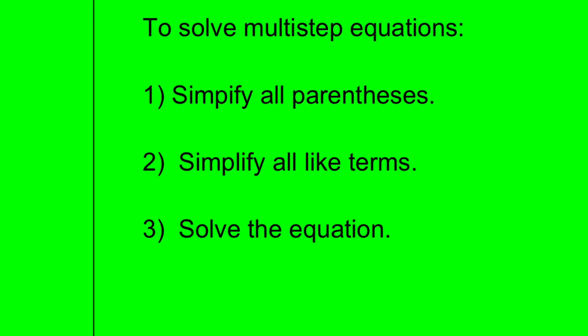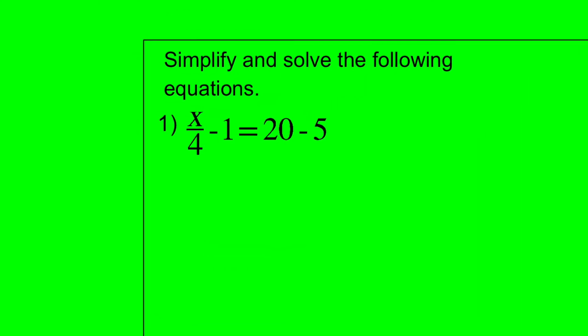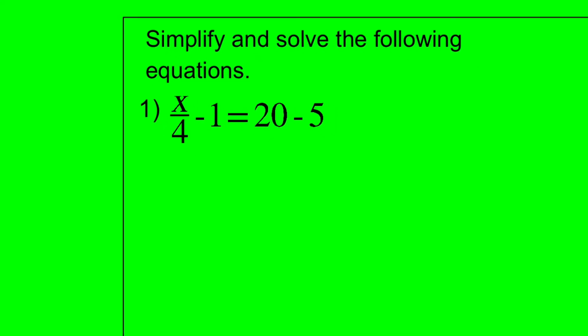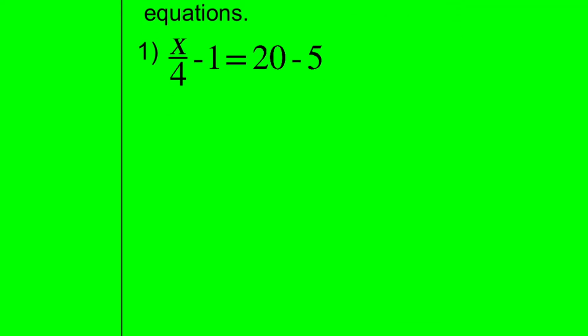Let's take a look at what I mean here. We'll start off with some simpler examples and gradually get to some more challenging ones. In the ones we do today, we won't bother doing checks just to save a bit of time. So number one, you have x divided by 4 minus 1 equals 20 minus 5. Well, there's no parentheses to solve in this one, but I would group up the like terms first. We have a set of like terms here to group up.